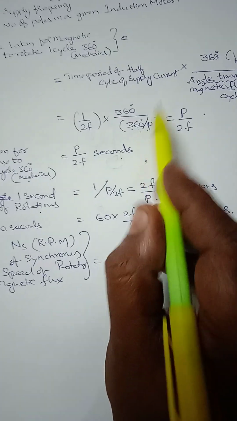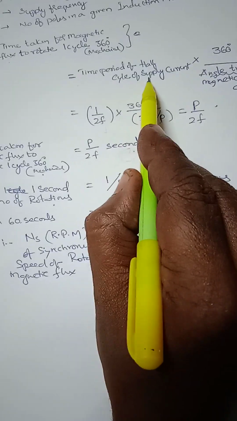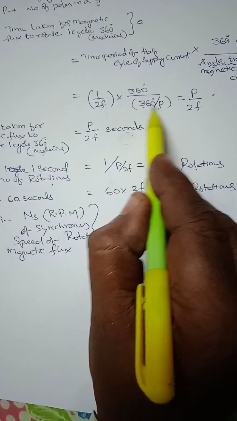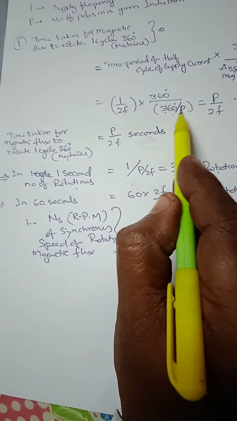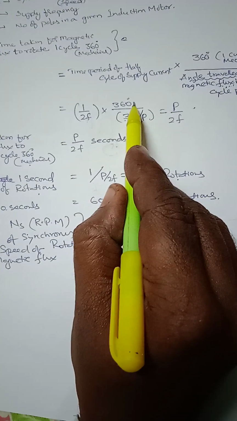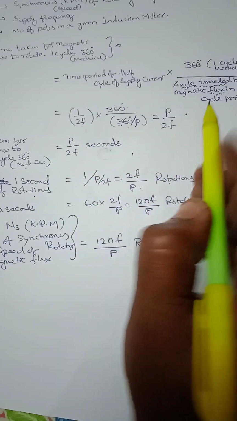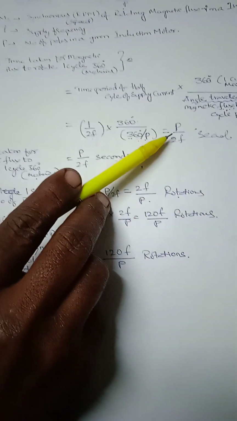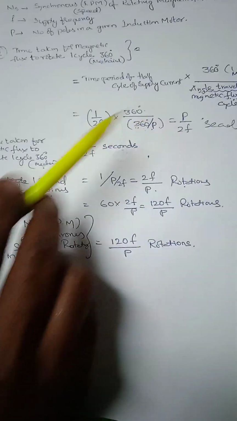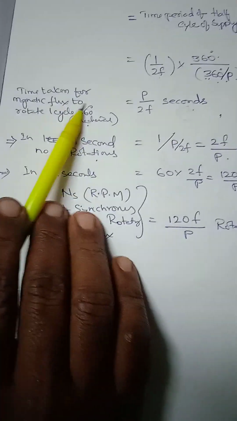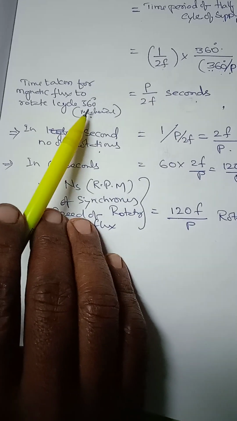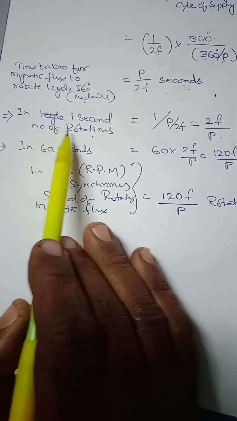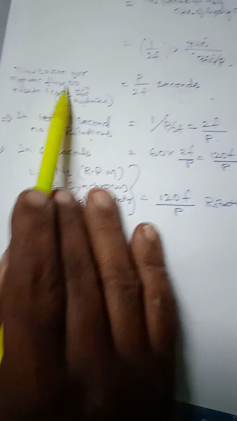Half the period of the cycle means 1 by 2f seconds. 1 by 2f seconds multiplied by 360 divided by 360 by P: the 360 cancels and P comes to the numerator, giving P by 2f seconds. So the time taken for one rotation is the number of poles divided by 2f seconds. I have written the same here: the time taken for the magnetic flux to rotate one cycle, that is 360 degrees, is equal to P by 2f seconds.